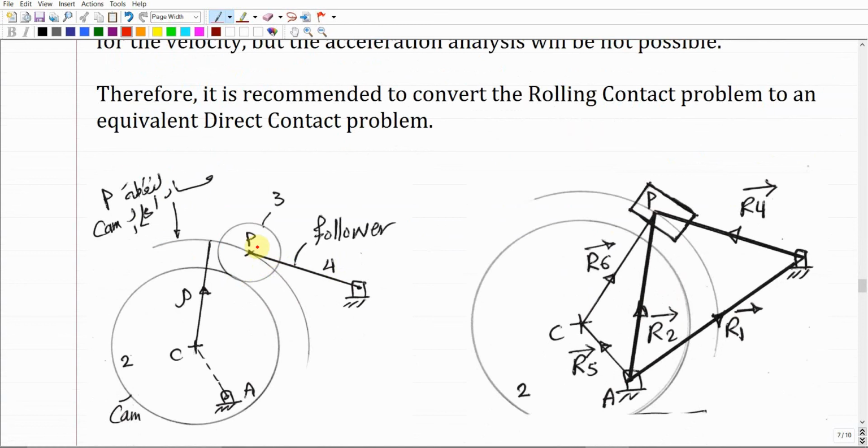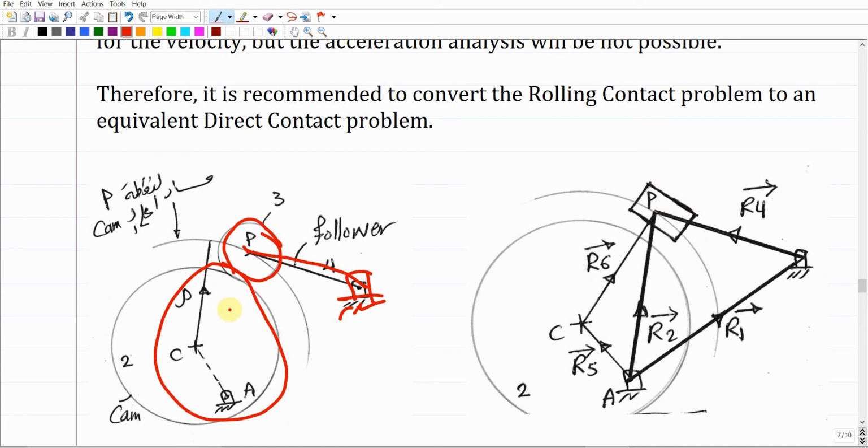Like in this case, we do have the follower, and at the end of this follower there is a roller. This roller is going to rotate over this cam, and the cam has a circular profile, but it could be any other cam. I may have a cam like this one. Anyway, this type of problem is still a rolling contact problem. We do have a follower, and there is a roller that rolls over another object.